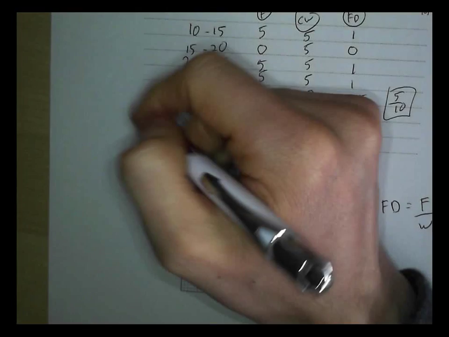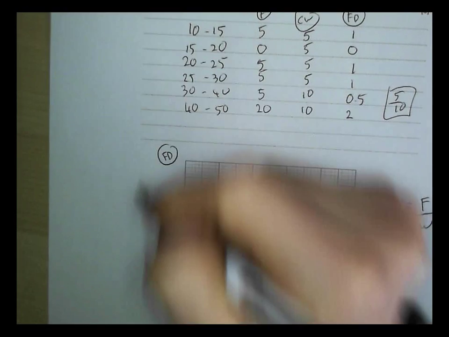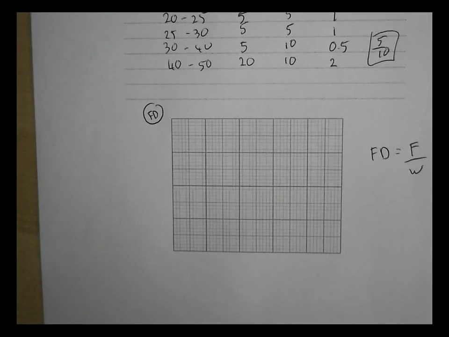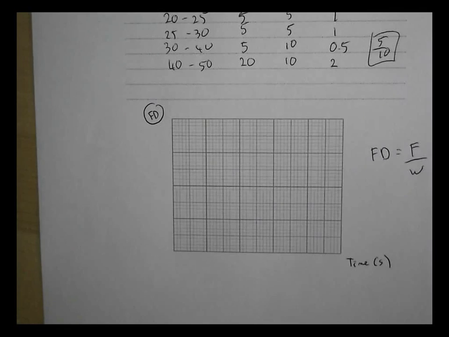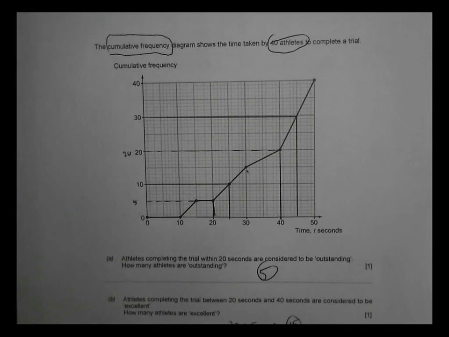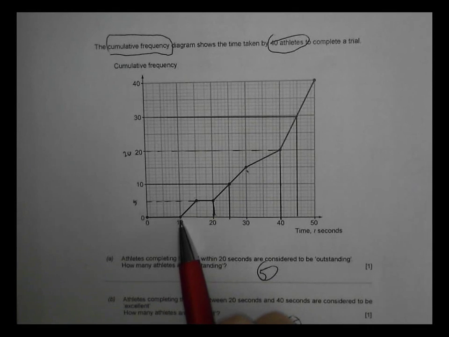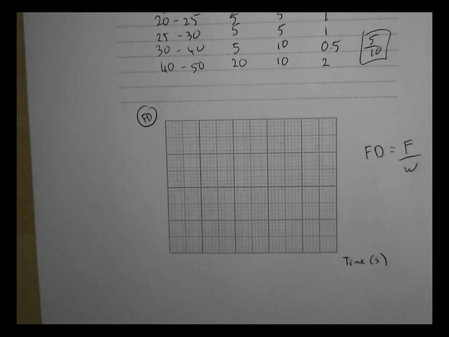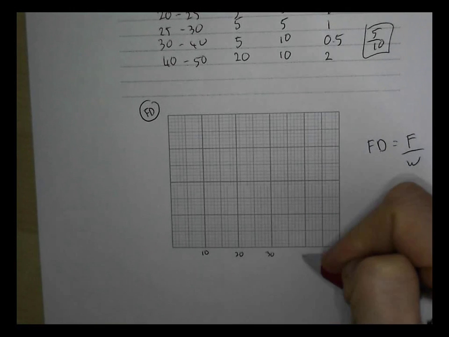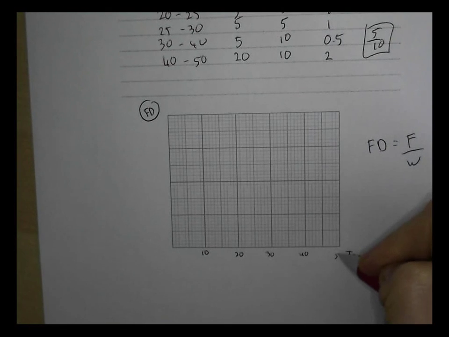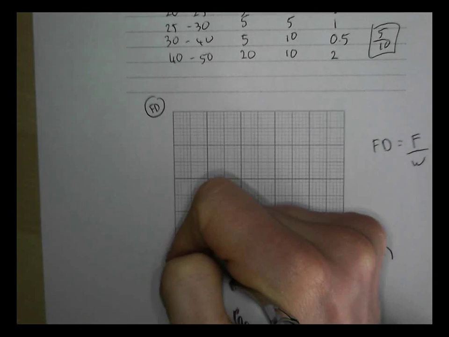We've got to remember we have frequency density on the y-axis, and we have whatever we're measuring on the x-axis. So in this case, it is time in seconds. We can save ourselves a little bit of time here, because we can nick their scale for their time. So they've got every kind of 2 squares is equal to 10. So I'm going to nick that. 10, 20, 30, 40, 50. That's not too bad, so let's stick a 0 in there for good measure.